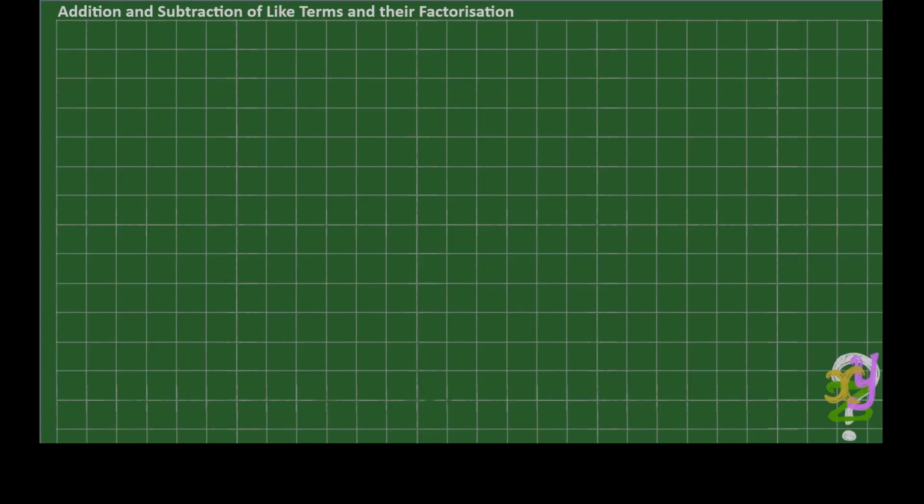Hello good people, I'm going to talk about addition and subtraction of like terms and their factorization. It is very important to keep in mind that it is only the like terms that can be added or subtracted. Why is that, and what does it mean in the first place? Let me bring in an example.